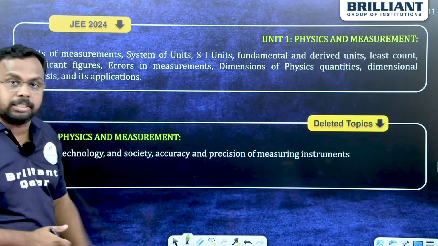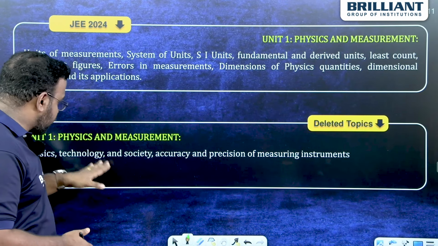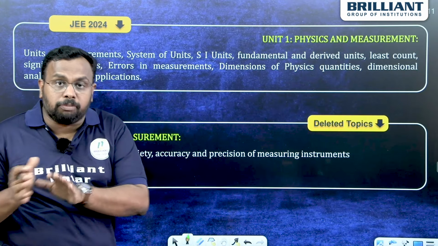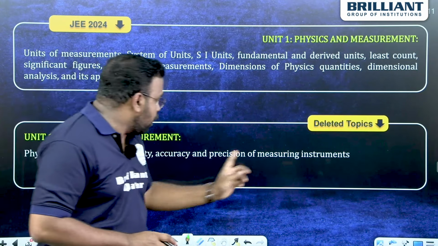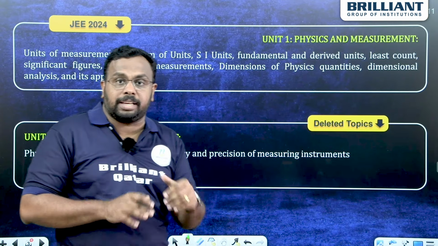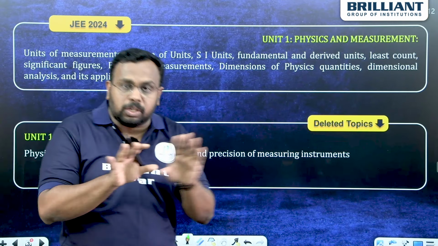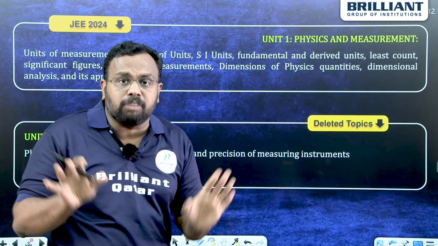And you can see the deleted portions from that chapter. It is technology and society, that is from the physical world part. So no need to waste time by reading through that. And precision and measuring instruments, like accuracy, precision and those things. So those things you can skip when you're preparing for the exam.